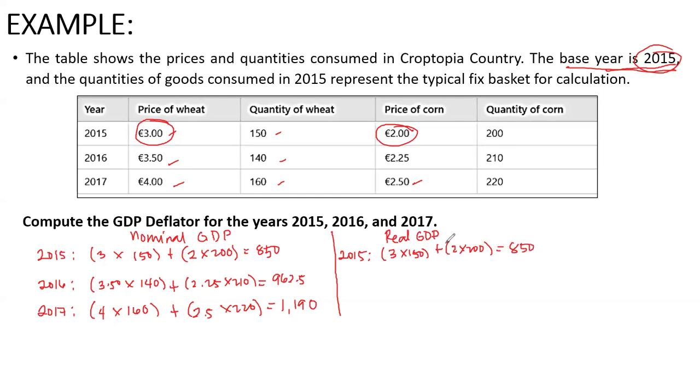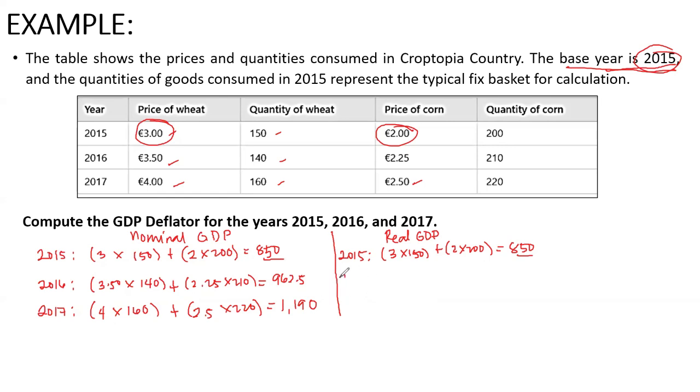Notice that if we use the base year, the nominal GDP and the real GDP are equal. And that is always true if we are going to consider the base year. So for example, 2015 is our base year, so normally our nominal GDP is equivalent to the real GDP.